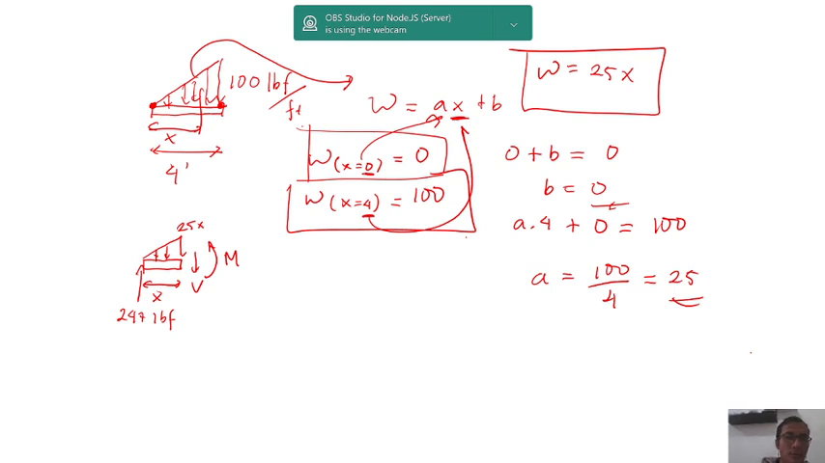I believe that I told you from the beginning that if we have a triangle distributed force, the representative concentrated force will be at the centroid here. This is the centroid, and it will be 1/3 from the right and 2/3 from the left. That's why the distance here will be 2x per 3. From the right will be x per 3.